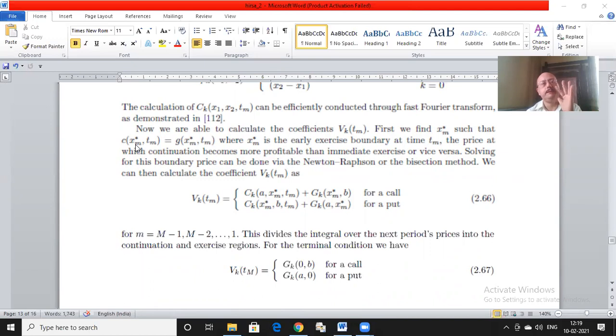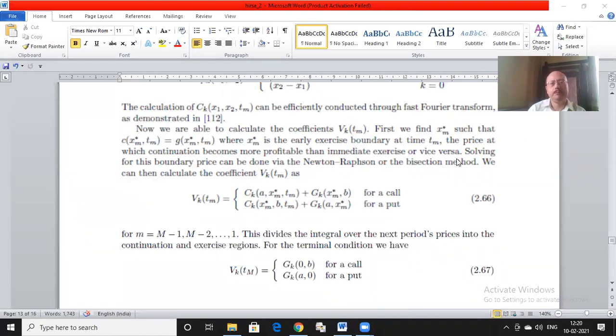So if the stock price is slightly more, I will immediately exercise the call option. If it is slightly less, I will continue. For the put option, it will be the other way around. So it is called the early exercise boundary at time Tm. So at time Tm, X star M is the boundary of early exercise.